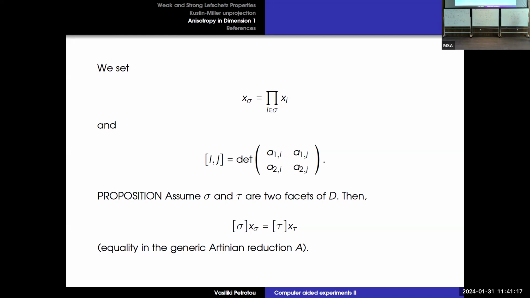Assume now that sigma and tau are two facets of D. Then we have the relation that bracket sigma is equal to bracket tau, with the equality in A.